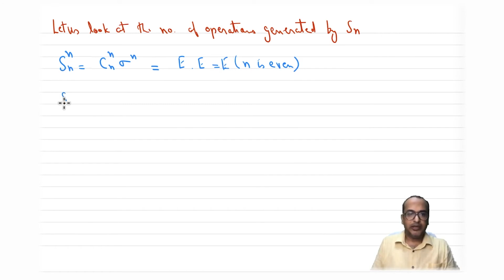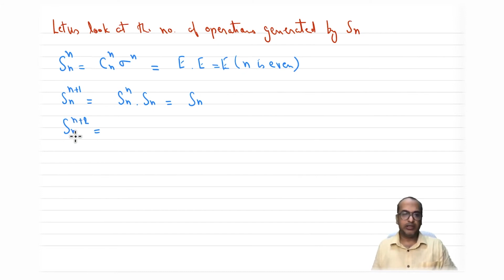So now let's say Sn to the power n plus 1. What happens there? So that would be Sn to the power n times Sn. That means since this was E, so this is Sn. Similarly, if we have Sn to the power n plus 2, power means how many times a particular operation is done. This can be written as Sn times Sn squared.